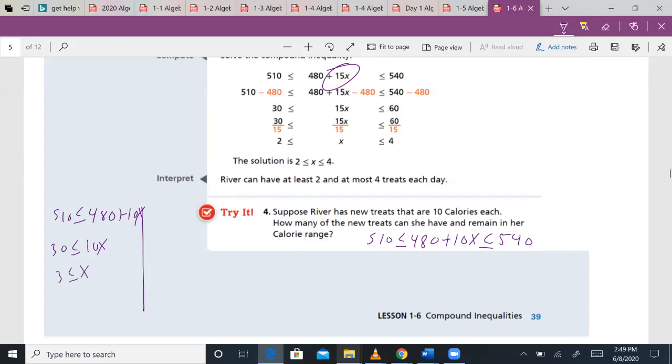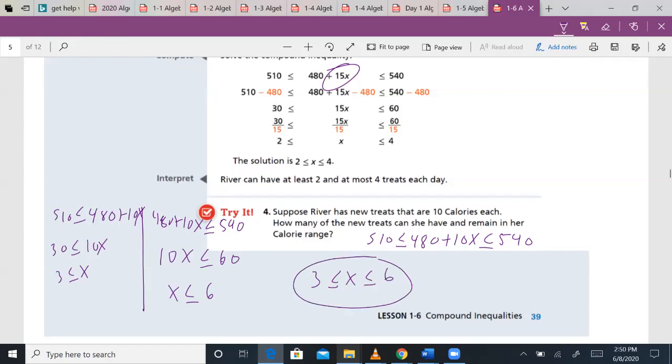So x is allowed to be greater than or equal to 3, but 480 plus 10x has to be smaller than or equal to 540. Okay, move that over again. You get 60. Divide that by 10. She's allowed to eat in between 3 and 6 treats. So that means x has to be between 3 treats and 6 treats. That's her limit. No less than 3, no more than 6 to meet her calorie intake. She can't eat any more than 6, and she shouldn't eat any less than 3.